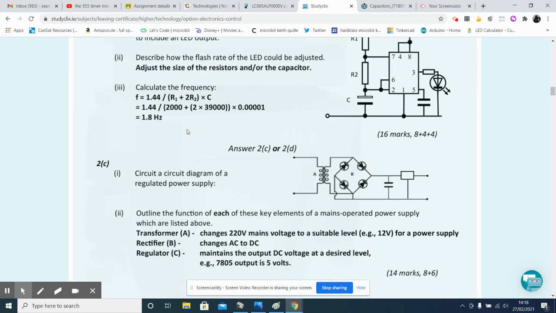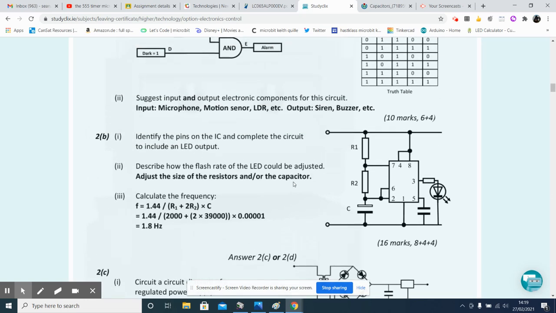So it's 2,000 plus 2 times 39,000 multiplied by 0.00001, because it's 10 millionths of a farad. So it's 2,000 plus 78,000 multiplied by this gives us 0.8. So 1.4 divided by 0.8 will give us the answer that we're looking for, 1.8 hertz. That's our timing frequency.